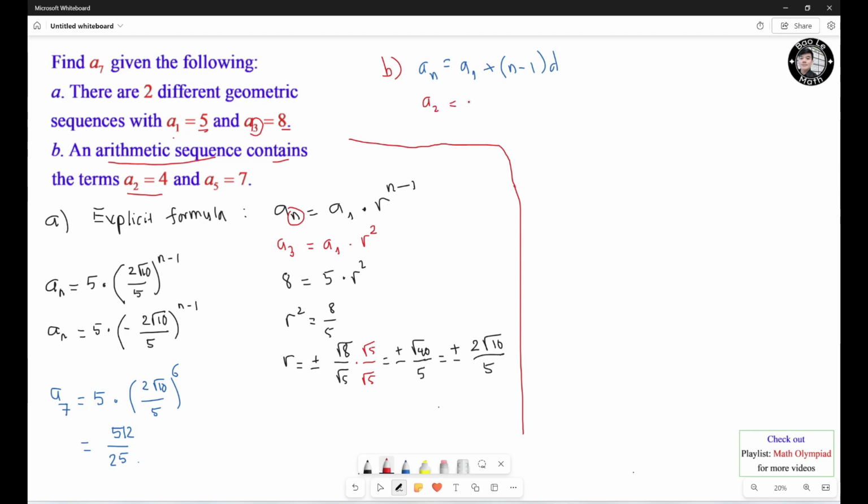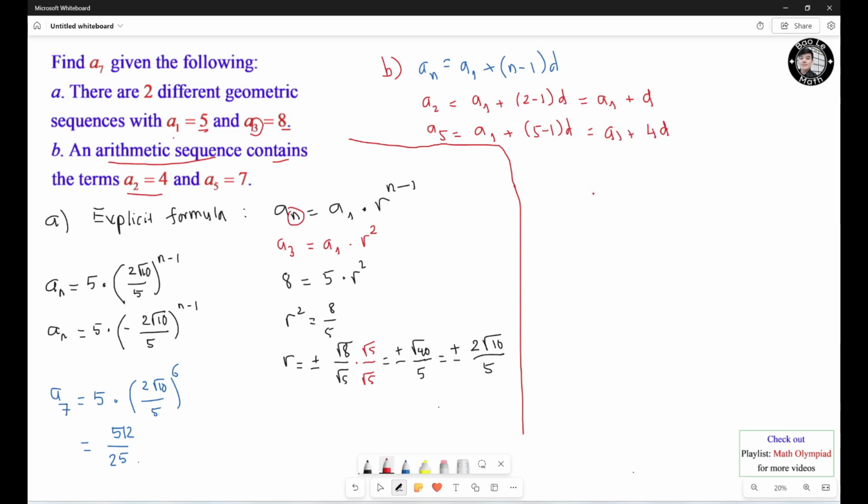So it could be A2 equals A1 plus 2 minus 1 times D. Alright, so it's going to be A1 plus D. Now, A5 equals A1 plus 5 minus 1 times D. So it's going to be A1 plus 4D.